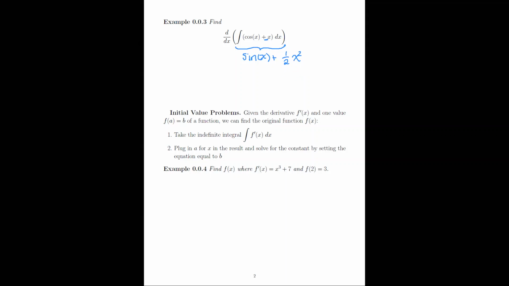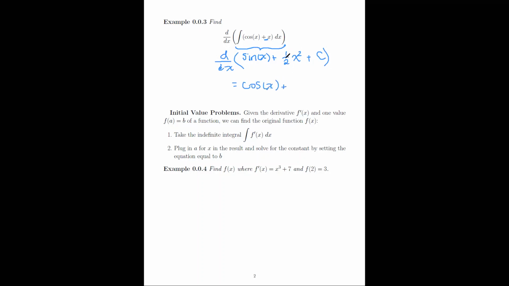So that's the antiderivative of x. And then of course we need to add on a constant. So this is our antiderivative of cosine of x plus x. Now let's go ahead and take the derivative of that. The derivative of that, what's the derivative of sine? It's cosine.